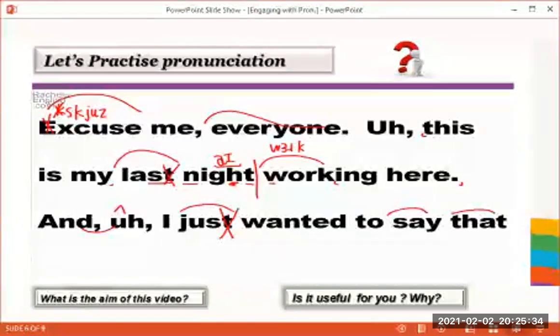Wanted to say. Wanted to say. This first T totally dropped. That's pretty common in this word because it comes after an N. Lots of other people will do that.